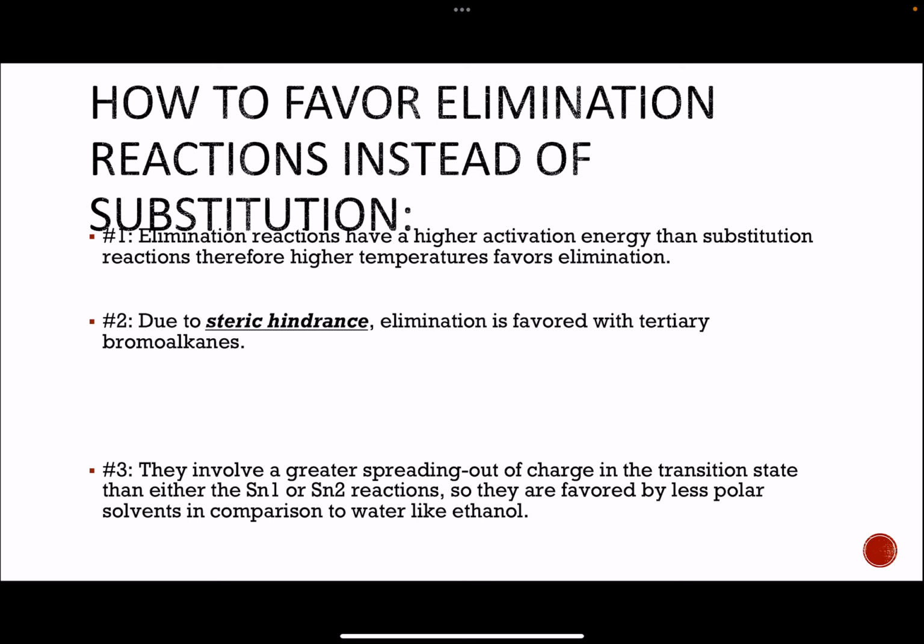Steric hindrance means bulky molecules. Due to steric hindrance, because it is hard to get a swap to occur in a tertiary halogenalkane, elimination is favored instead. And finally, we haven't talked about SN1 and SN2 reactions, but it is interesting that they involve spreading out of charge. So they're favored by less polar solvents than water. And ethanol is a less polar solvent than water because of the additional carbon groups that are nonpolar.